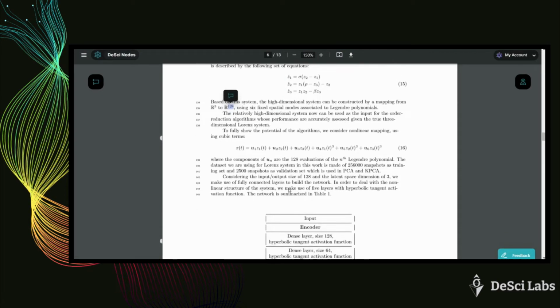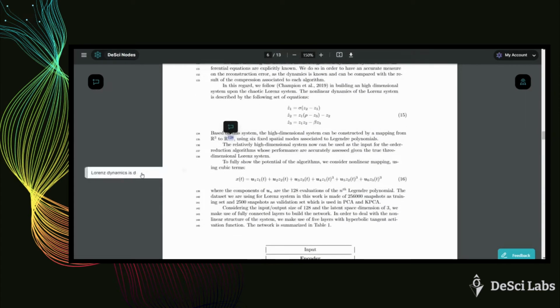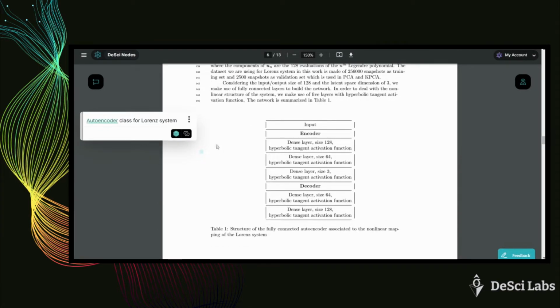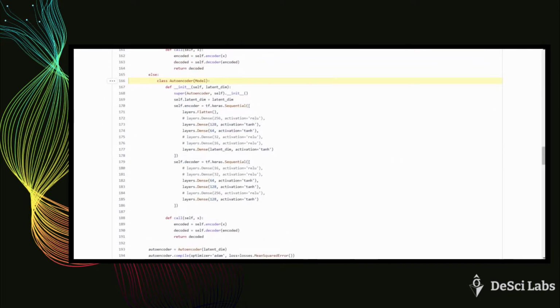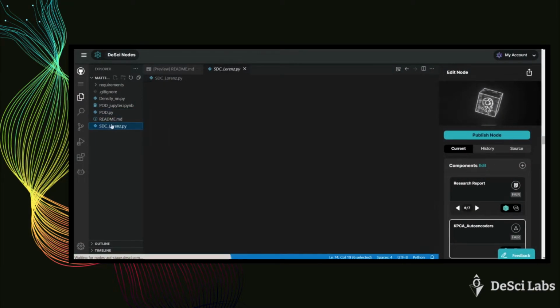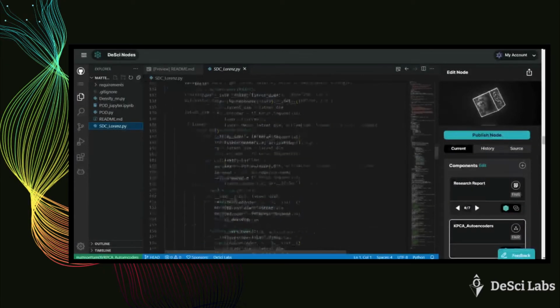Okay, for the Lorenz system, I think I have something here. So this is for the Lorenz system for the autoencoder. This is the network that we came up with at the end for the autoencoder, and here I can show you. It's 166, so I can show you from here.